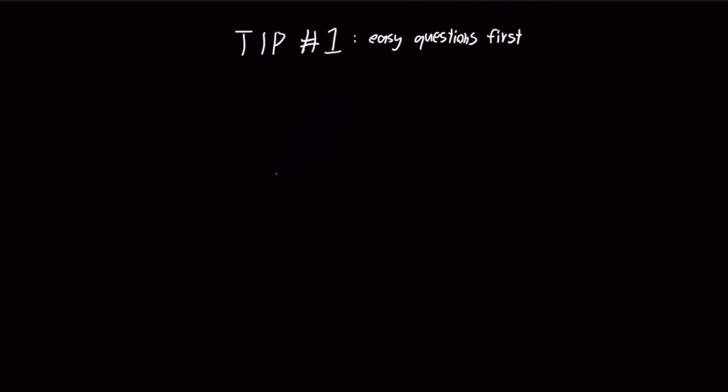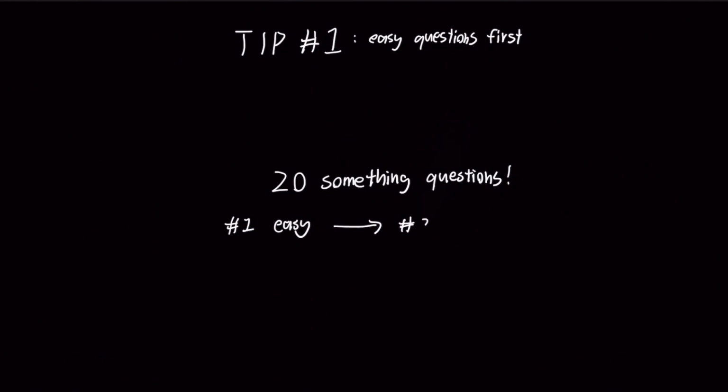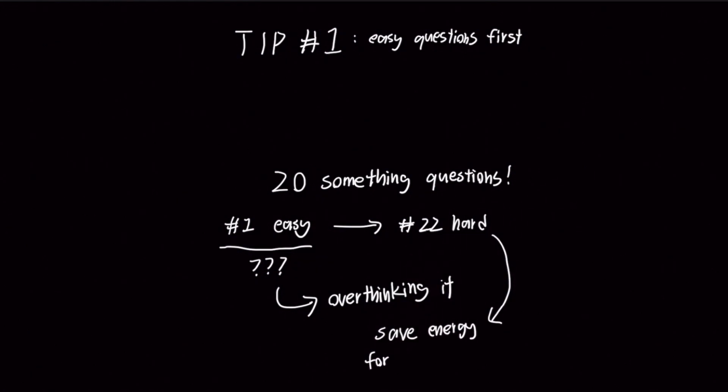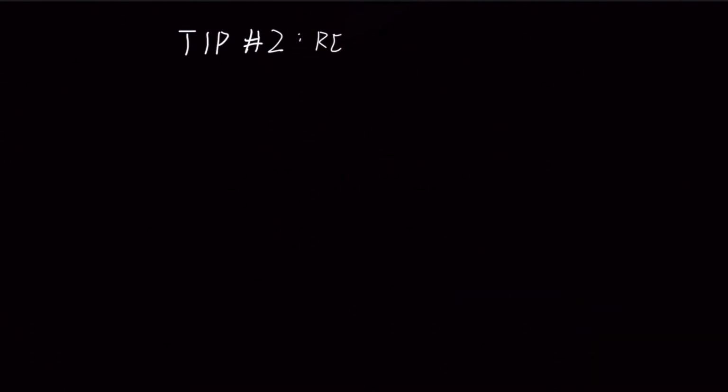For each module on the SAT, you're going to get about 20-something questions. The first question is going to be really easy. As you near the end, it's going to get harder and harder. So knowing that the SAT generally follows an increasing difficulty pattern, if you are spending tons of time on one of the first problems, you're most likely overthinking it. In that case, you should probably mark the question for review, skip it for now, and come back to it after you finish the rest of the module, because you should save your energy for the harder questions at the end.